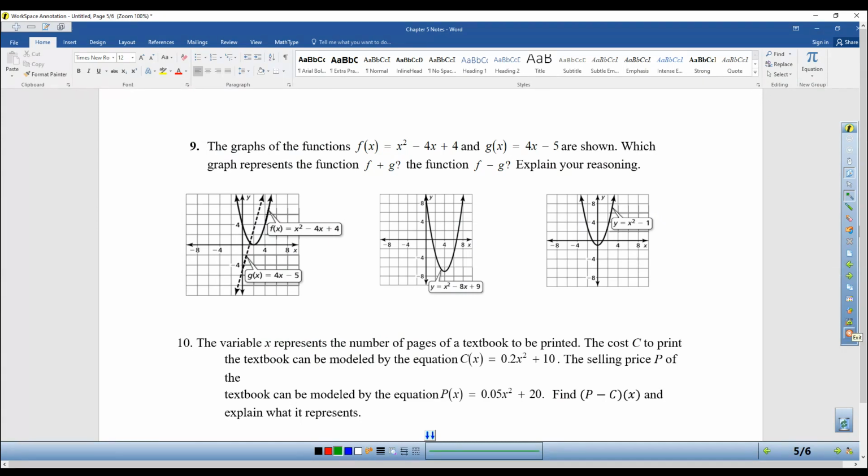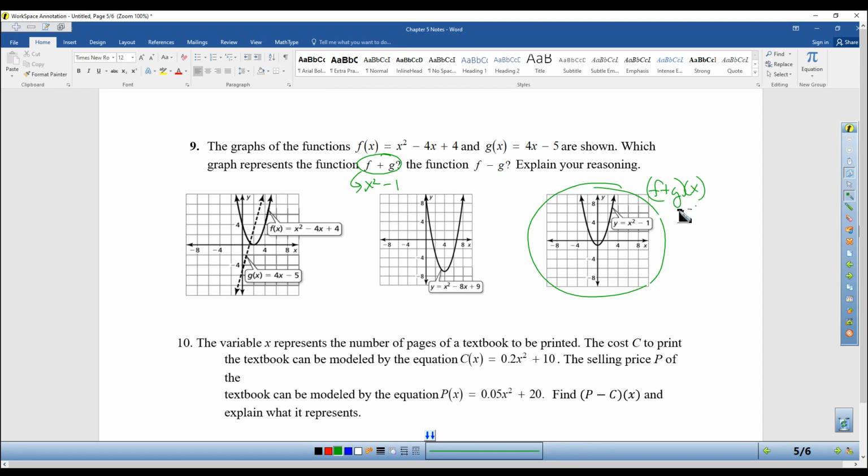Number 9, the graphs of the functions are shown. Which graph represents the function f plus g and which one is f minus g? So they're really just asking you the same question in a tricky way. So f plus g of x would be, if I add these two together, x squared, the 4 x's would cancel, and the 4 and the negative 5 would make minus 1. So can we find that graph? It should be an upward parabola that hasn't moved left or right, but is down 1. There you go. This one is definitely f plus g of x.